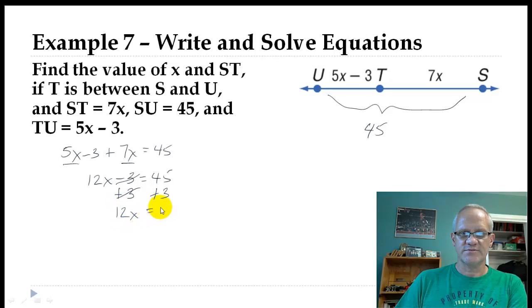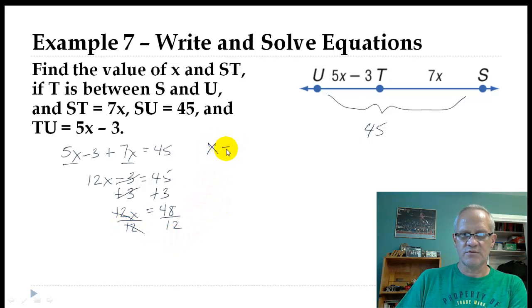So I have 12x equals 48. And then the last step is, since it's 12 times x, what undoes multiplying is dividing. So I divide by 12 and divide by 12. Those cross out. And so in the end here, x is going to equal 4.